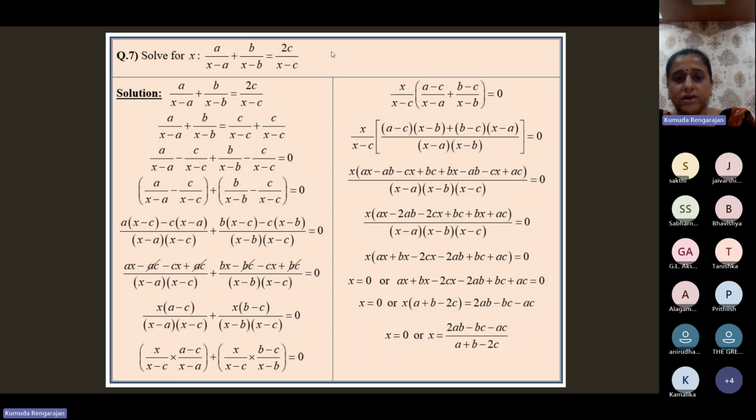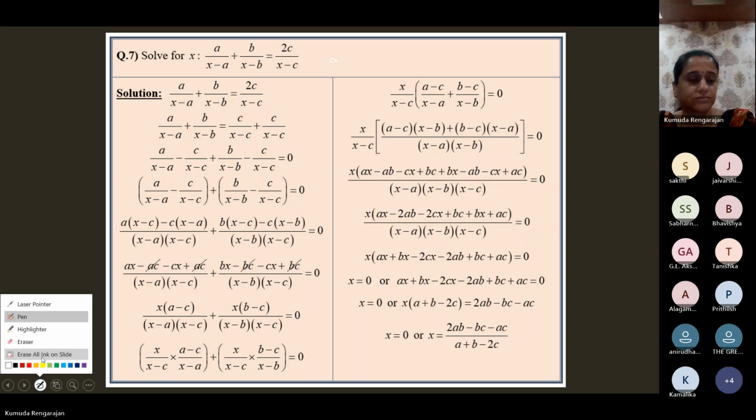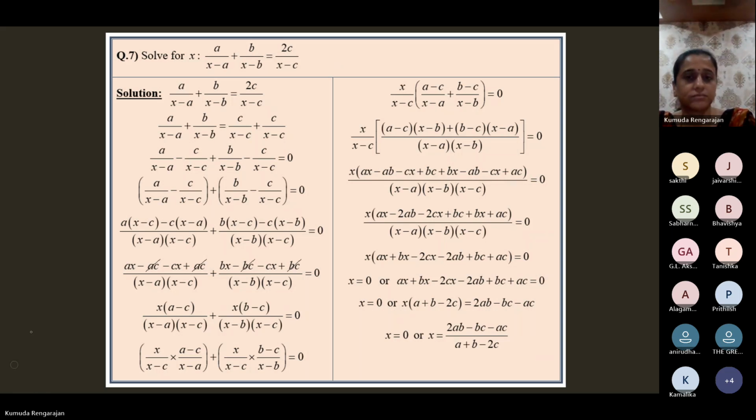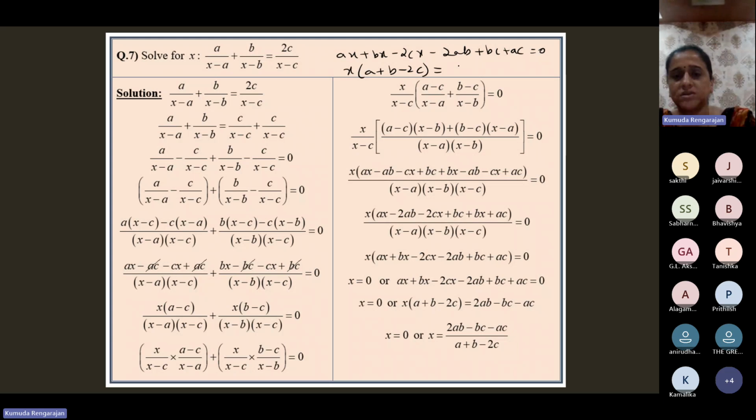We just write that here. See, we have ax plus bx minus 2cx minus 2ab plus bc plus ac is equal to 0. So here between these three terms, x is common. So a plus b minus 2c is equal to, take the non-x terms to the other side, so 2ab minus bc minus ac. So x into this is equal to this. So what is x? x is equal to 2ab minus bc minus ac divided by a plus b minus 2c.